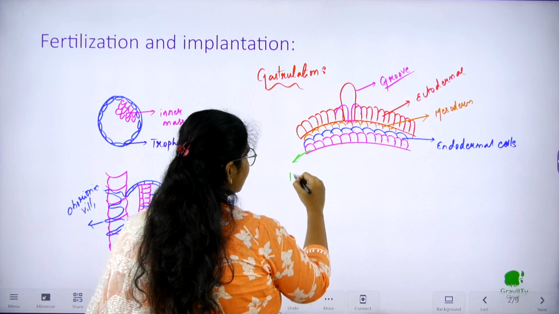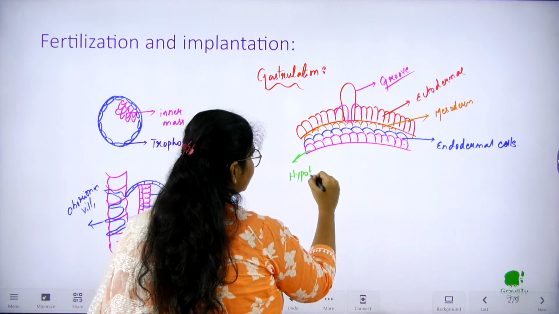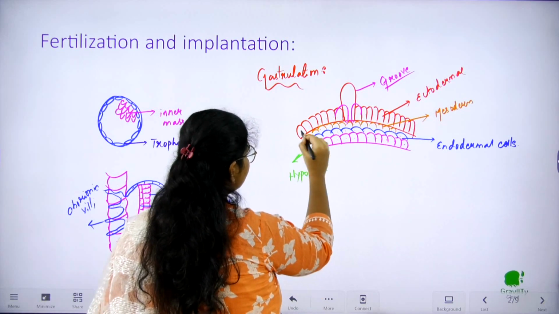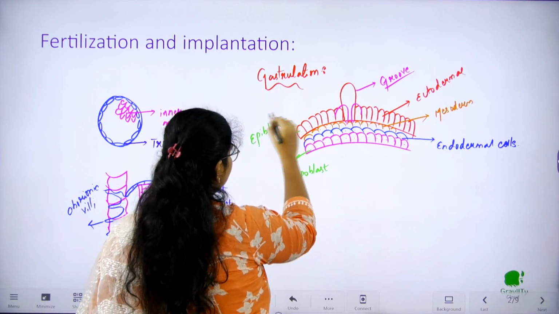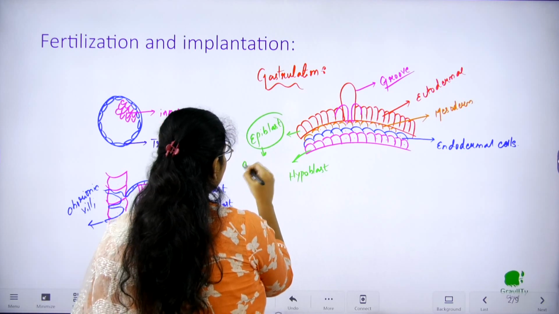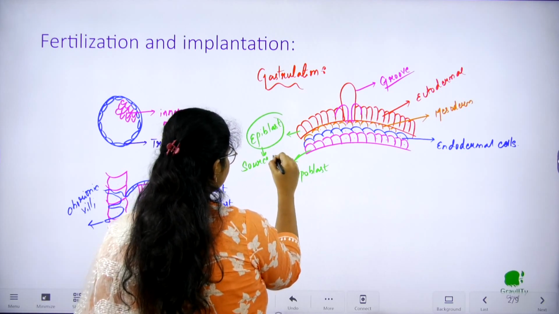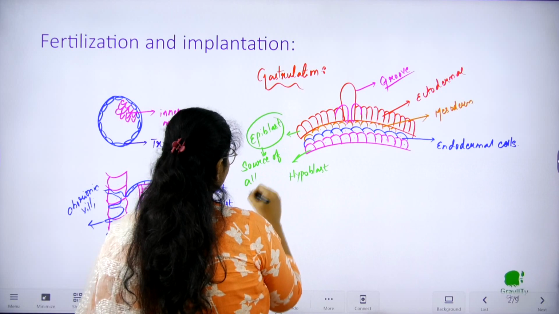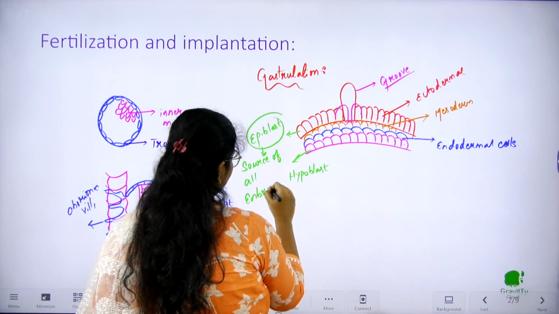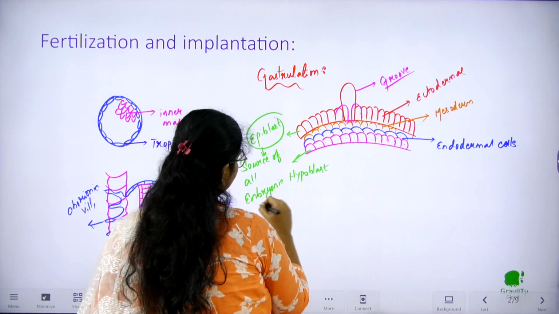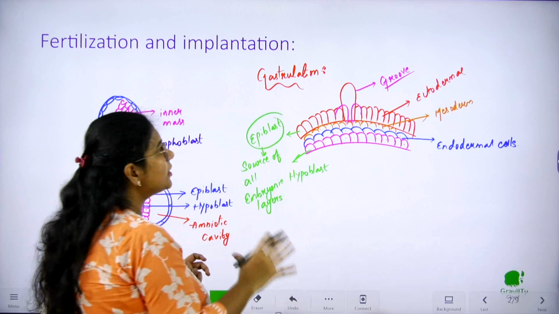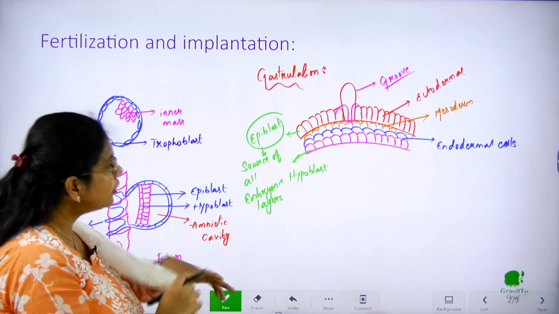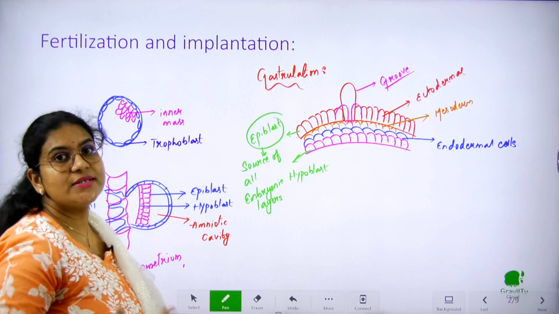So this is the hypoblast, a primitive endoderm, and this is the epiblast, a primitive ectoderm. So the epiblast is the source of all embryonic layers. Am I clear, everyone? This part is called gastrulation, and from here organogenesis will begin.